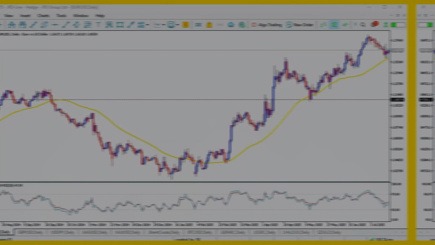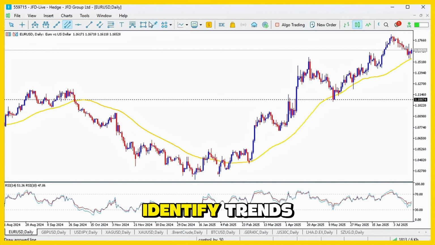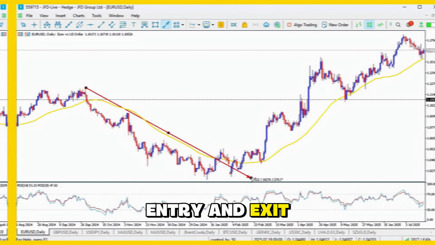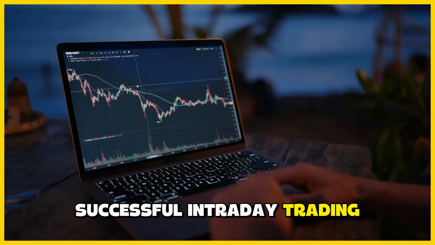Trend lines are your first line of defense and offense in the market. They help you identify trends, spot reversals, and pinpoint high-probability entry and exit points. Mastering them is a cornerstone of successful intraday trading.